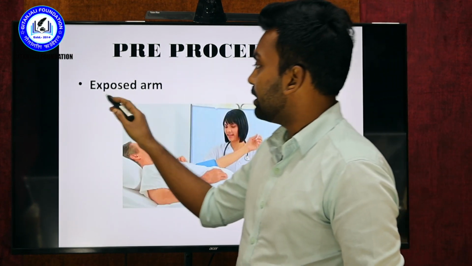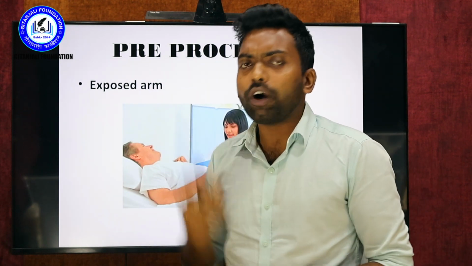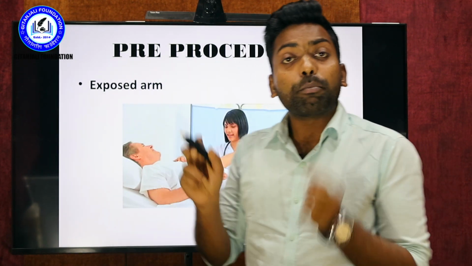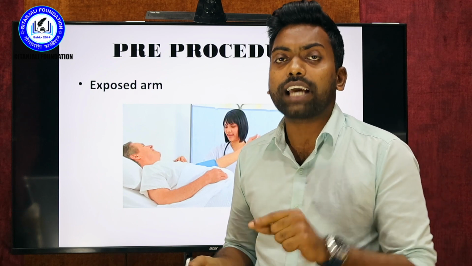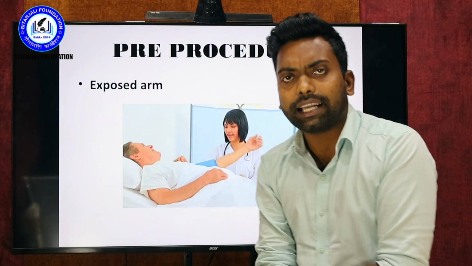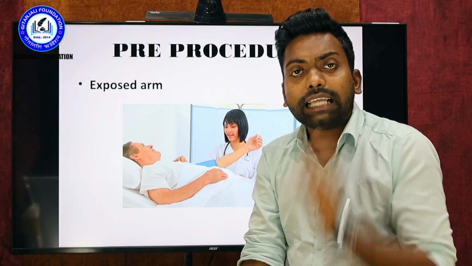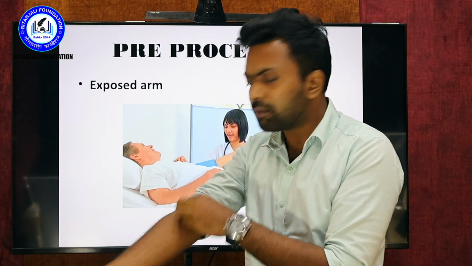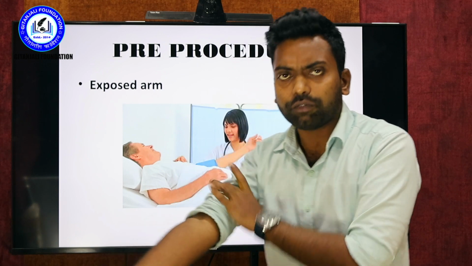And the next one is exposing the arm. Why do you need to expose the arm? Because some patients have undergone surgeries over the arm, and some patients who are on dialysis have a fistula surgery there. Or if someone has an injury or bleeding, in that case you should not select this area.